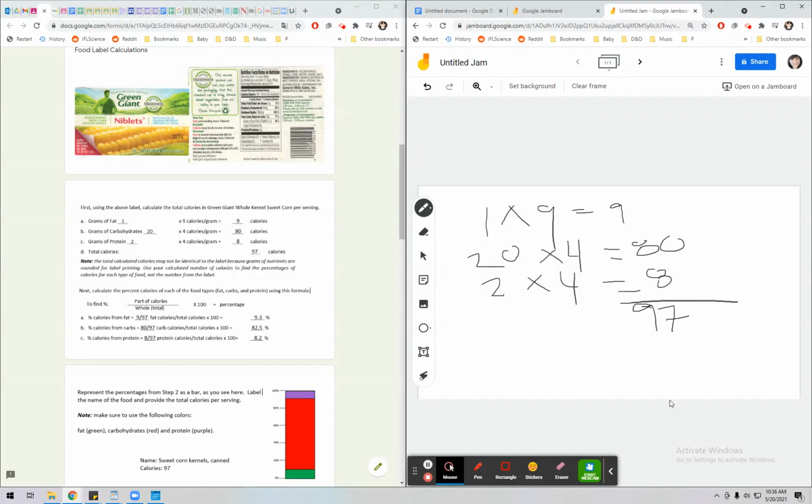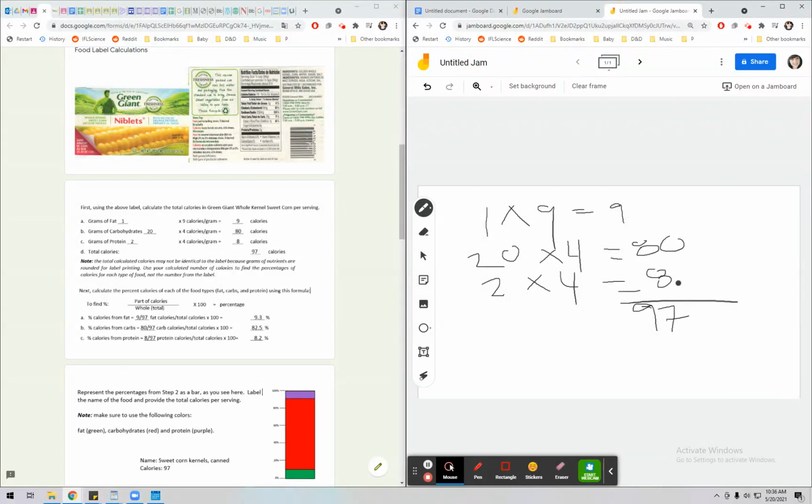So now we have all of our calories. 9 calories from fat, we have 80 calories from carbohydrates, and we have 8 calories from protein, totaling 97. The total calories in the package is 100. So up here, barely, you can see total calories are 100. And so we're close. We know we're close because this number matches total calories.